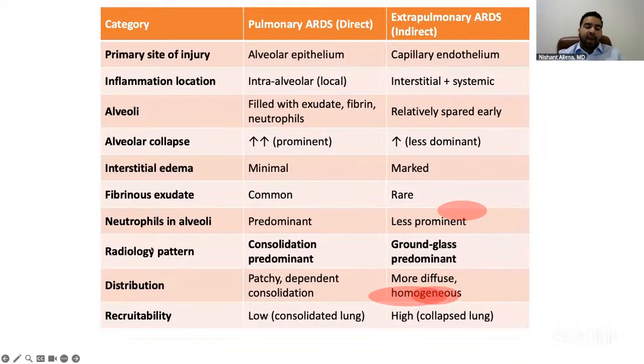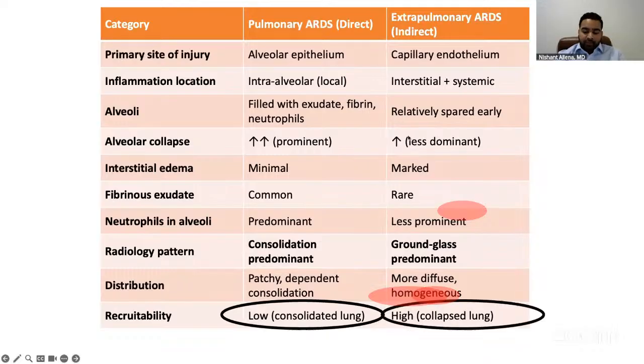Going to the next one, and the others you can read, the other major difference is the radiological pattern. Pulmonary ARDS is usually a consolidation-predominant pattern, versus the ground-glass-predominant pattern in the extrapulmonary ARDS group. Now, recruitability again is an important factor, as you see here. In pulmonary ARDS, recruitability is low compared to extrapulmonary ARDS, which has higher recruitability.